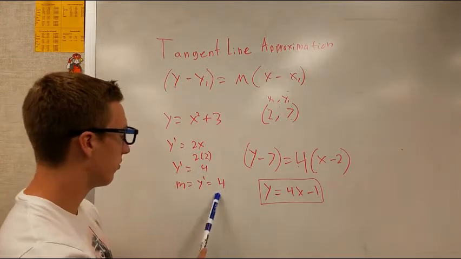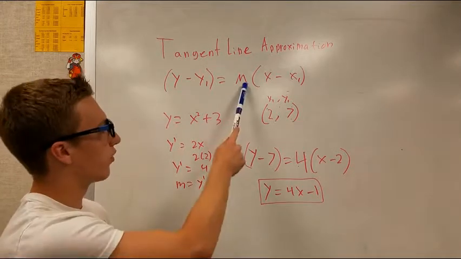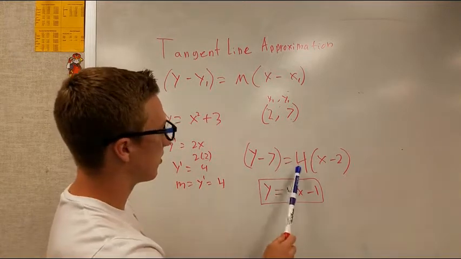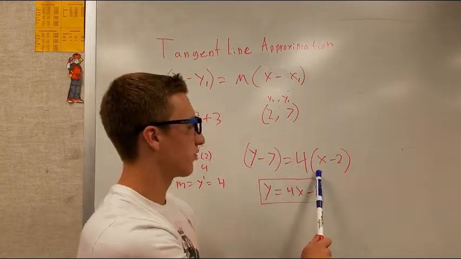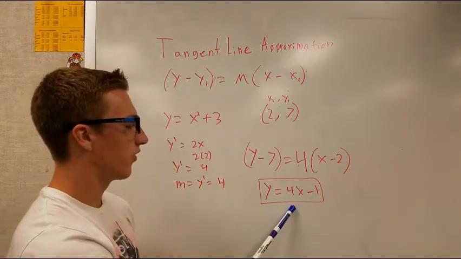So now you know the slope, because the derivative is the slope at that point, and it is 4. So your m value will be 4. And so you plug all this into the equation, you get y minus 7 equals 4 times the quantity x minus 2, and that simplifies to 4x minus 1.